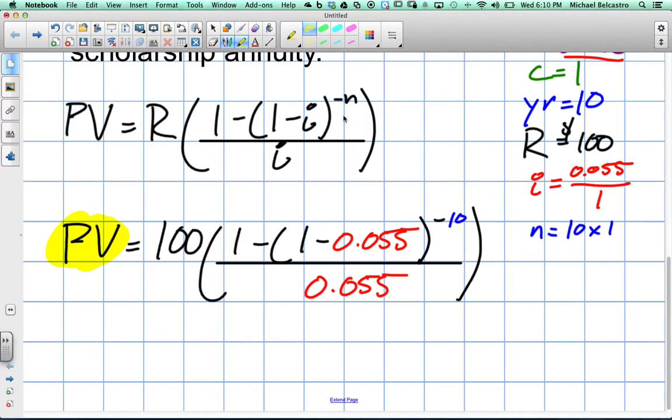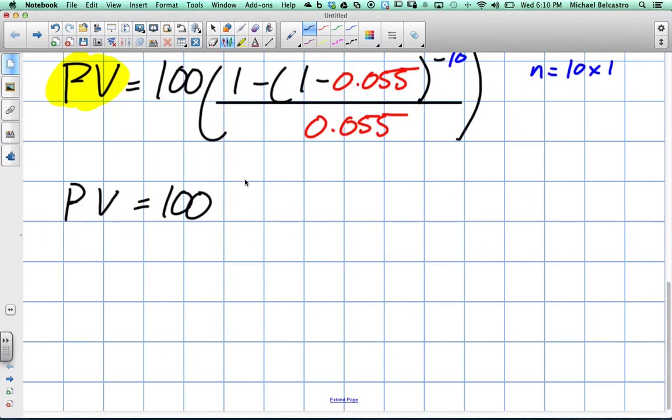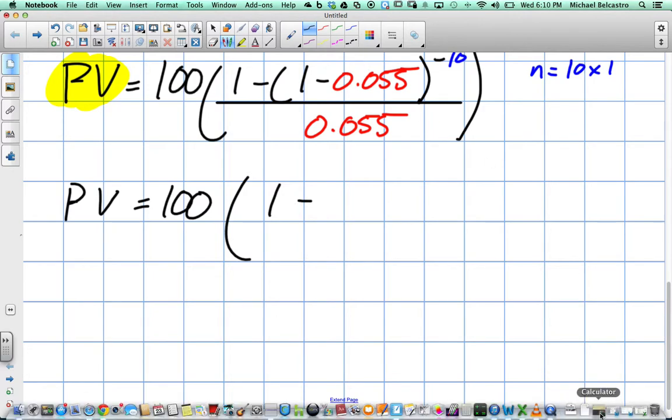We're just going to run this through our calculator very quickly, and we'll do it step by step. PV is equal to 100. First, we're going to deal with those brackets. So 1 subtract this value. Bring out our calculator.